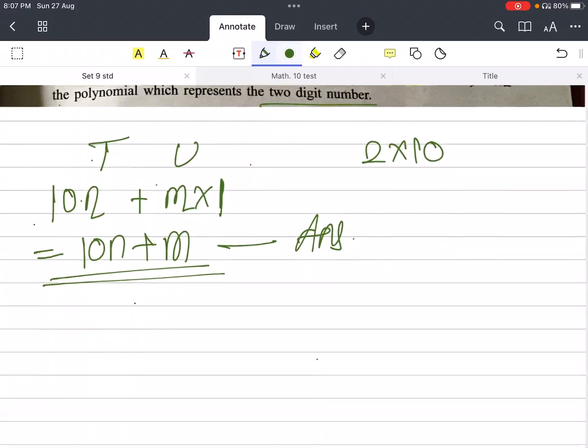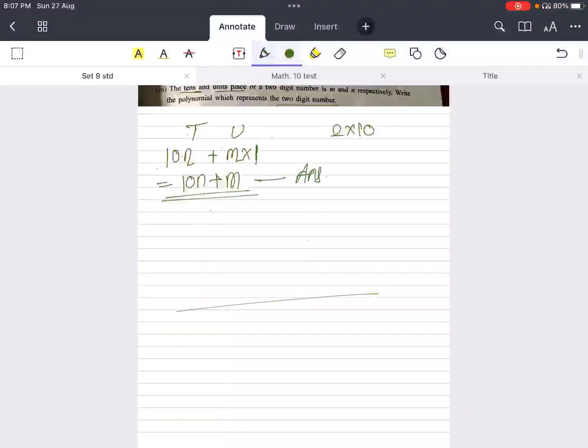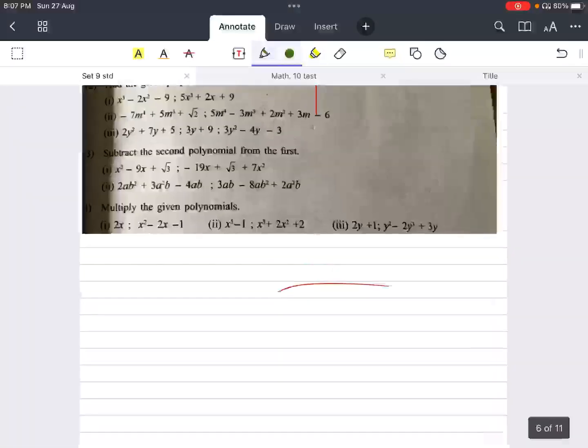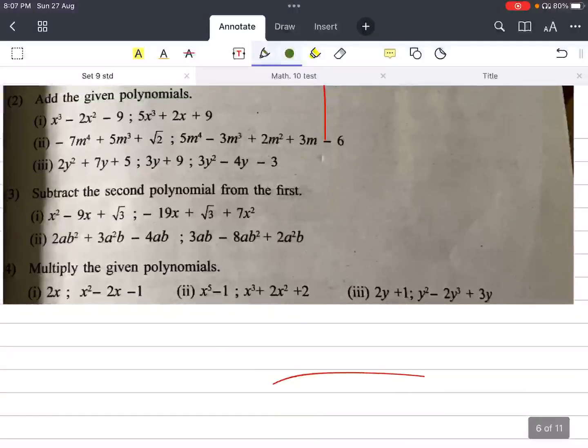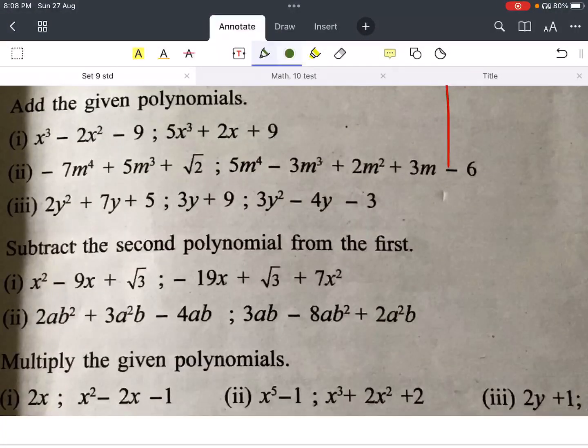So likewise we have to find out the numbers and we have to answer for this. Now let's move to the second question. The question is: add the given polynomials. So we will solve it over here. We have to add these polynomials, so to add them, first of all we have to think about it.